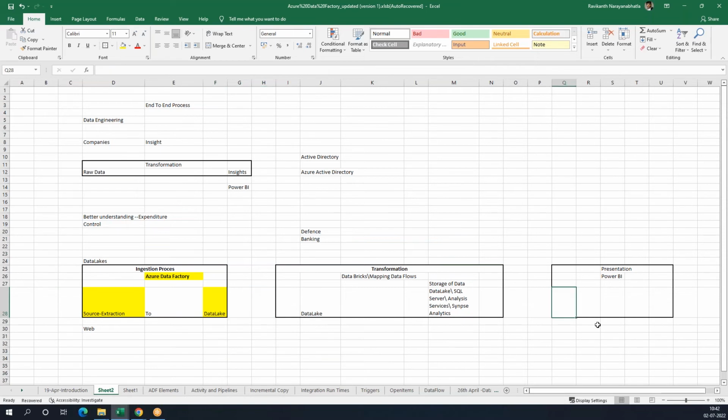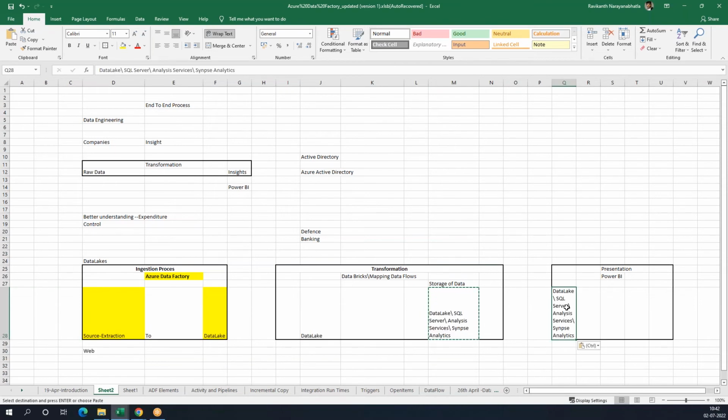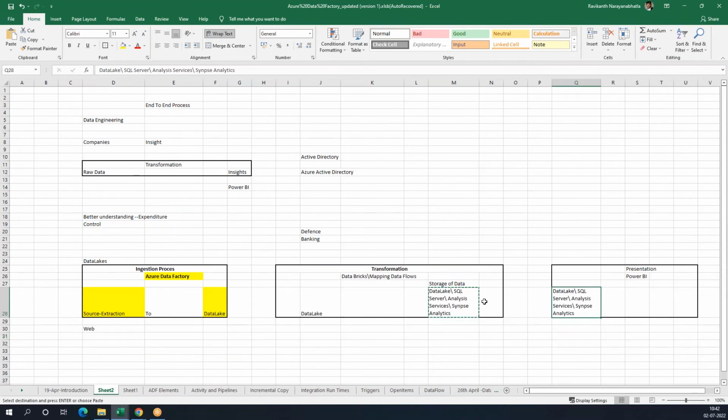So the presentation layer, what it does. Now the data that you have is present in a data lake or a SQL Server or Analysis Services. So, one of the services. When I'm talking about these many things, please do not get confused. Depending upon the different business needs, you can have the data in its respective target source. That depends on what an organization opts for.